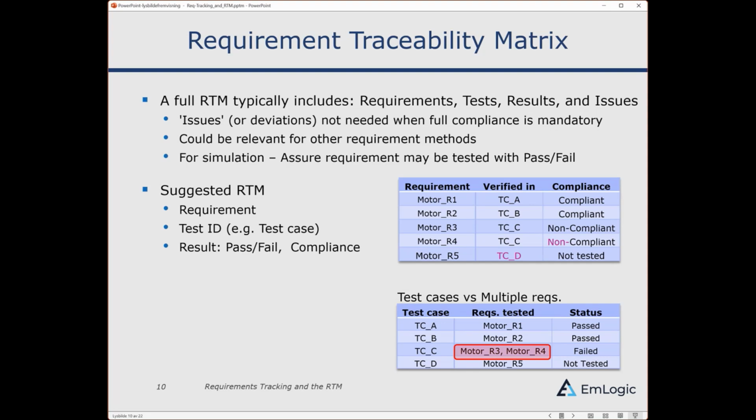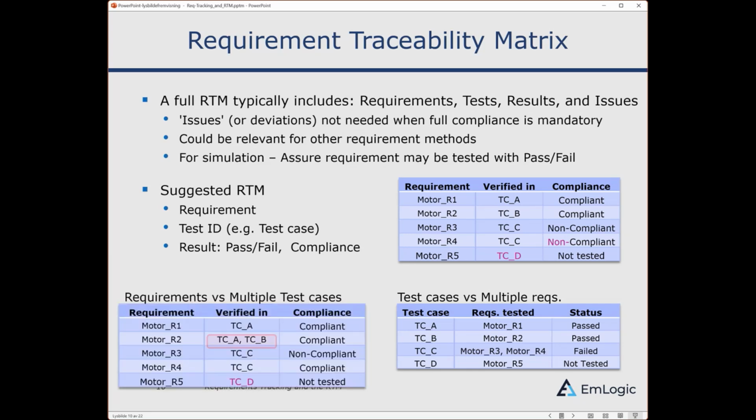Then you have another table where you have test cases versus multiple requirements. So you can see here for test case C that this test case C tests both requirement 3 and requirement 4. And then you have requirements versus multiple test cases. So in this case, you see that motor requirement R2 has been verified in both test case A and test case B. So these are sort of extensions on the requirement traceability matrix that give you more information, really useful information.